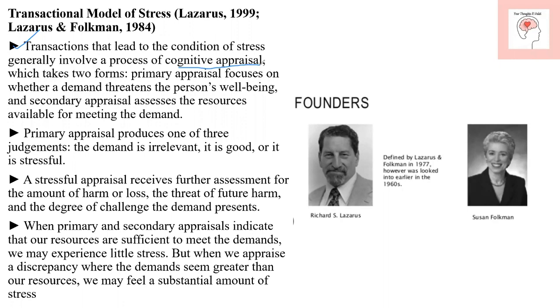the demand. Okay, so basically, what they said is that for the conditions that lead to this condition of stress, some transactions happen which actually lead to that, and this basically involves a process of cognitive appraisal, and this process of cognitive appraisal has two forms. First is primary appraisal, which focuses on whether, if there is a threat in the environment, it threatens the person's well-being or not? And secondary appraisal basically assesses what are the resources available to meet the demand.